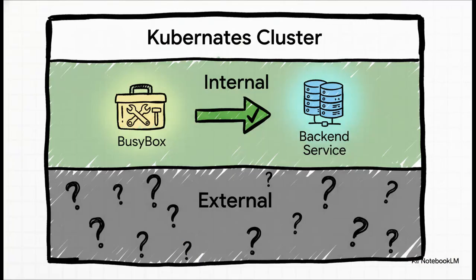Okay, so from inside our BusyBox pod, we run a simple command to call our backend service, and it works! We get a successful response. This is the breakthrough clue. It proves, without a doubt, the communication inside the Kubernetes cluster is perfectly fine. The service works, the pods work, so the problem isn't internal, it has to be external.